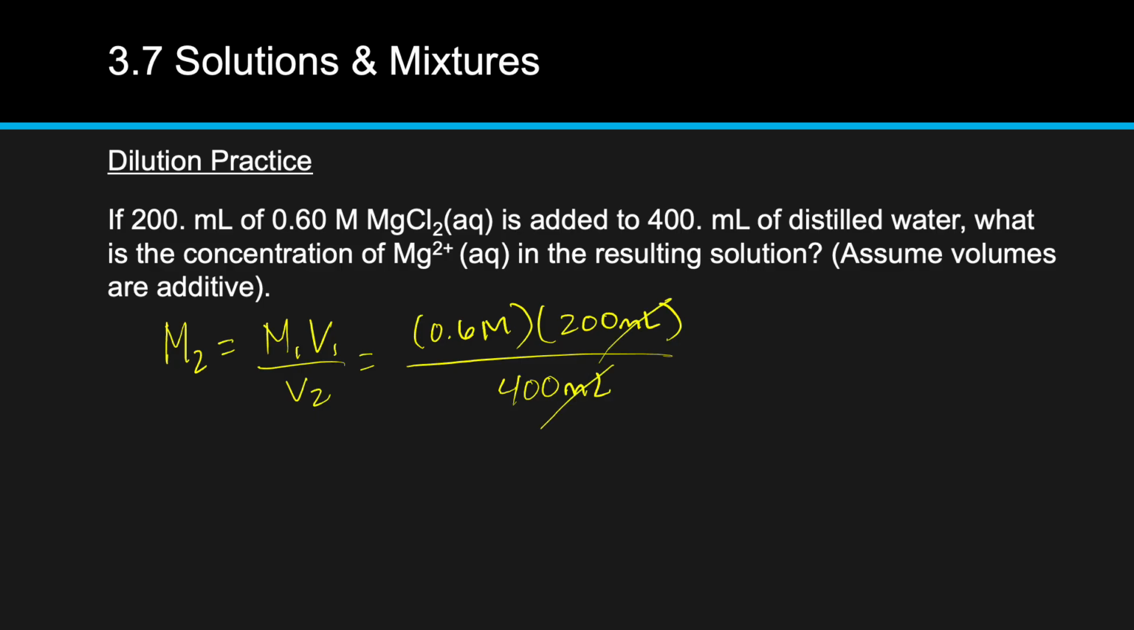Now you see these milliliters cancel right out, so don't worry about converting them. And then we're going to be left with concentration, and now we do 0.6 times 200 divided by 400. And that's going to give us 0.3 molar solution, and that's of MgCl2. And because it's asking for the concentration of Mg2+ ions, in 1 mole of MgCl2, I only have 1 mole of Mg2+ ions, which means our concentration would be the same. So 0.3 molar Mg2+.